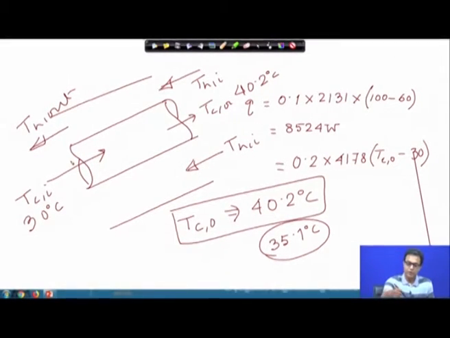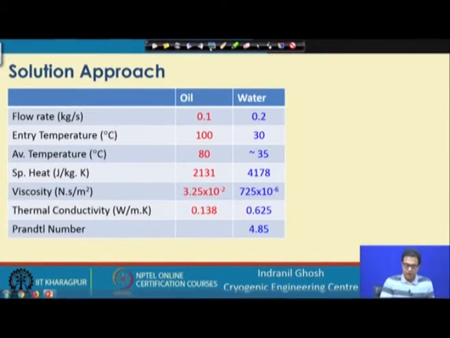So, that means we have, along with the flow rates, these are the flow rates, then we have the entry temperature. Now, we know also the exit temperature and the fluid properties like viscosity, thermal conductivity, etc., and the Prandtl number. So, with this information, we can now try to calculate the delta T log mean.